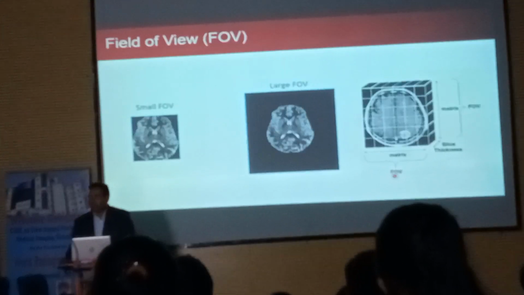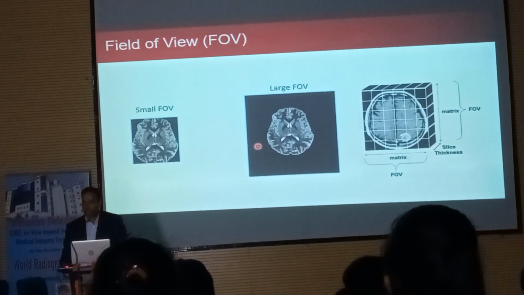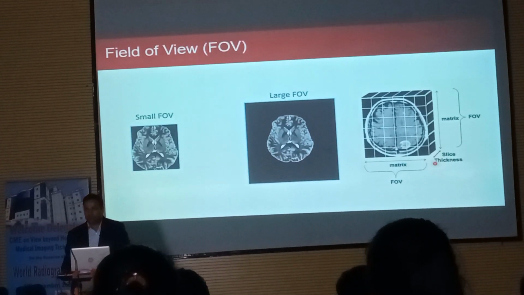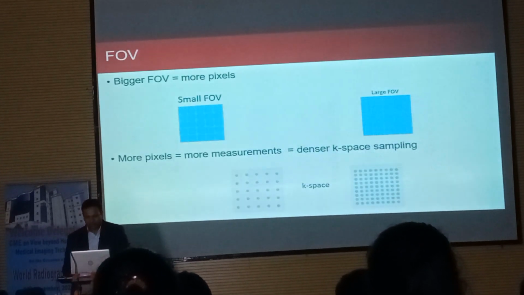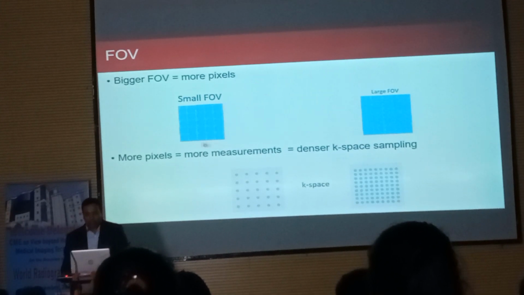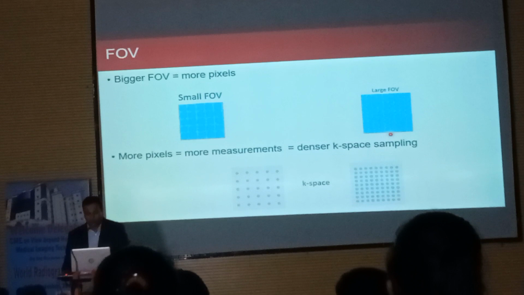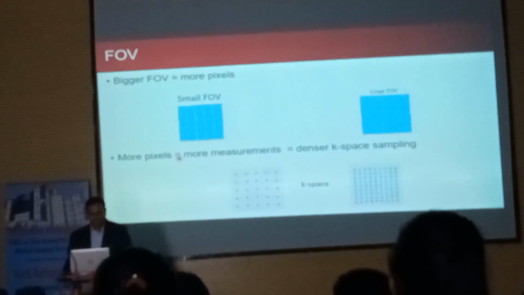This is just a simple representative diagram of small field of view, large field of view, and how matrix, FOV, and slice thickness are generated. So, what is the difference between small FOV and large FOV? FOV means field of view, or the size of image dimension in MRI.